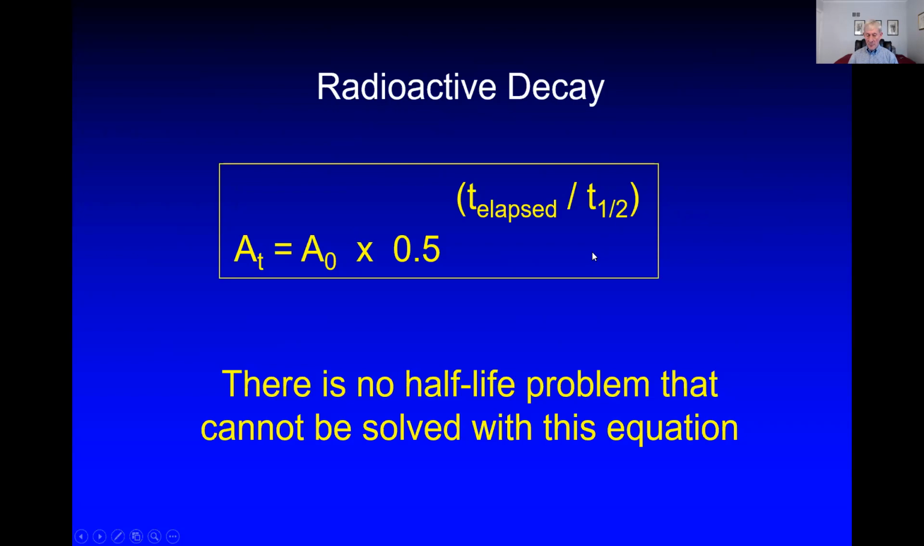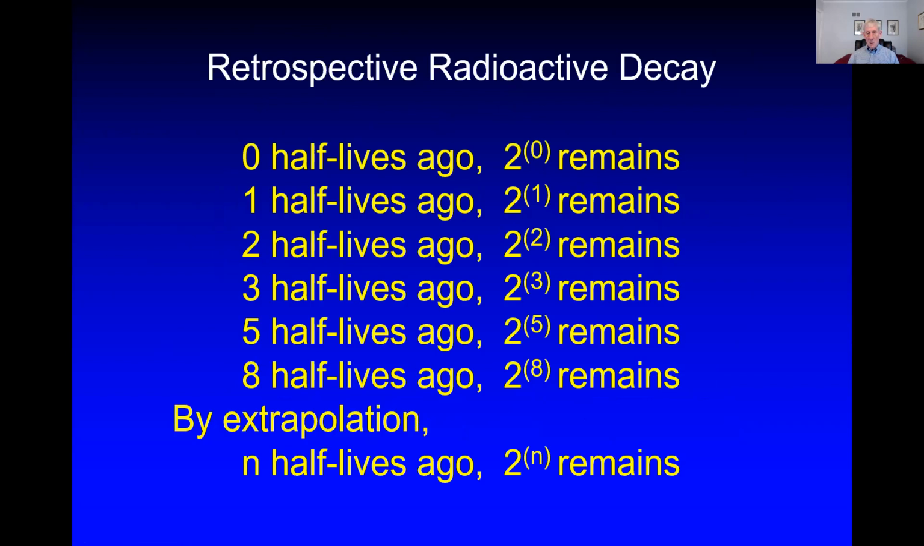So let's take a look first at retrospective decay with the same kind of formula, and then we're going to work some problems. Going backward in time, what happens? Every half-life in reverse, we double it. 1 half-life ago, we had twice as much. 2 half-lives ago, we had 4 times as much. 3 half-lives ago, 8 times as much. So very simply put, n half-lives ago, we're going to have 2 to the n times as much. 10 half-lives ago, we would have 2 to the 10th power times what we have at time 0.